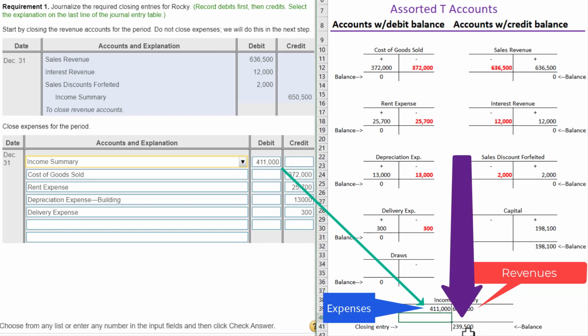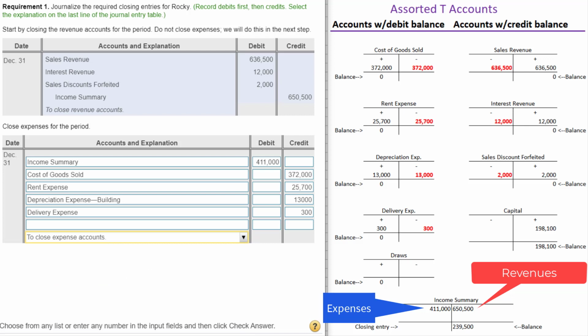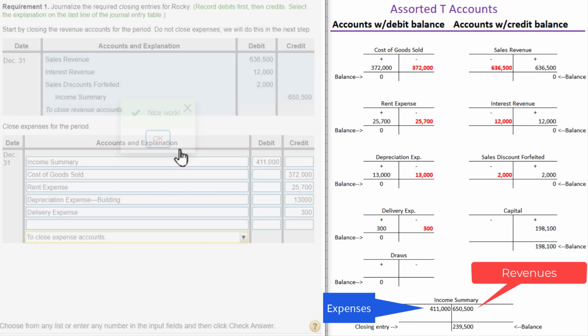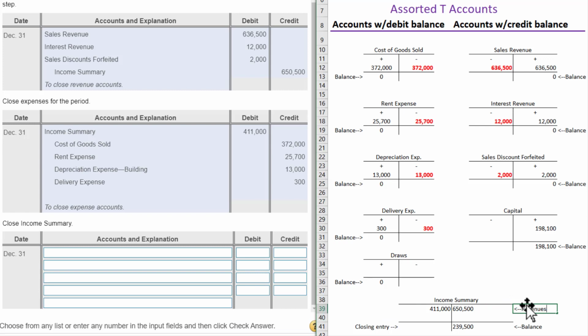So our new balance is $239,500. How did I get that? Take $650,500 minus $411,000, and we get $239,500 as the balance. We will need that later. So we close the expense accounts. All right, so this helps us if we put in a label about what these are. So this is revenue or revenues, and these are expenses.